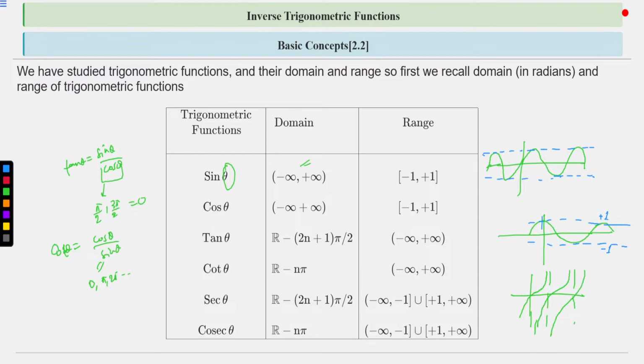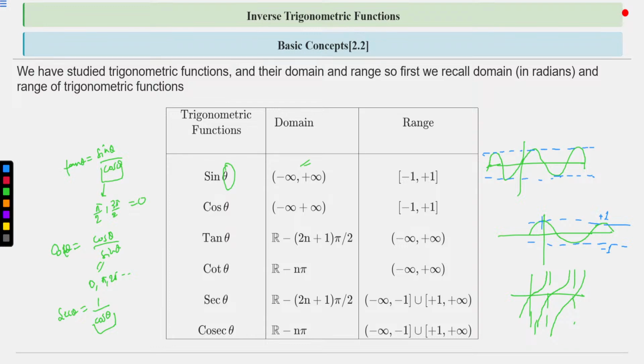Similarly, what is sec theta? It is 1 by cos theta, right? So at the value where cos theta is 0, the value of sec theta will not be defined, right? At what values is cos theta 0? At odd multiples of pi by 2, that is pi by 2, 3 pi by 2, 5 pi by 2, like that. So the domain of sec theta will be all real values except odd multiples of pi by 2, right?